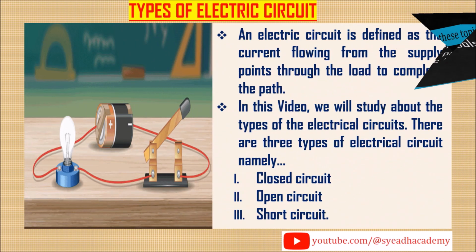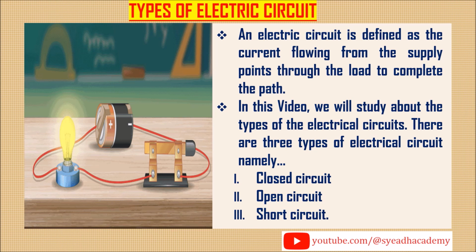Types of electric circuit. An electric circuit is defined as the current flowing from the supply points through the load to complete the path. In this video, we will study about the types of the electrical circuits. There are three types of electrical circuit, namely 1. Closed circuit. 2. Open circuit. 3. Short circuit.